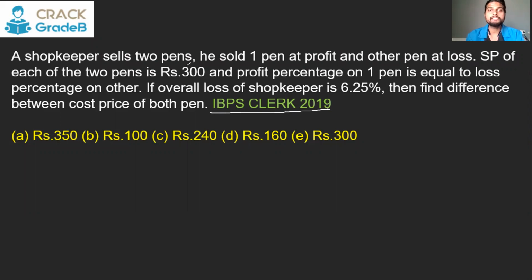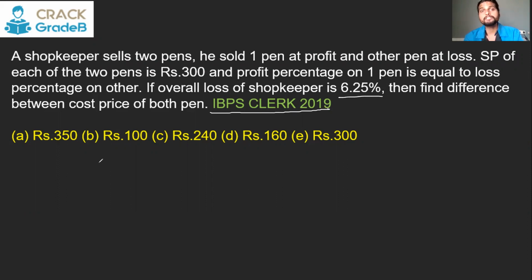It says a shopkeeper sells 2 pens. He sold 1 pen at profit and another at loss. The selling price of each of the 2 pens is 300, and the profit percent on 1 pen is equal to the loss percent on the second. The overall loss of the shopkeeper is 6.25%.